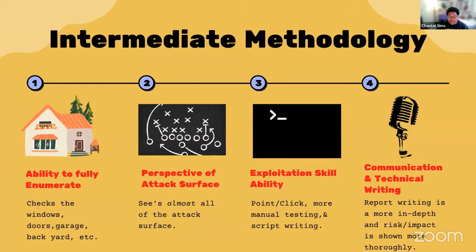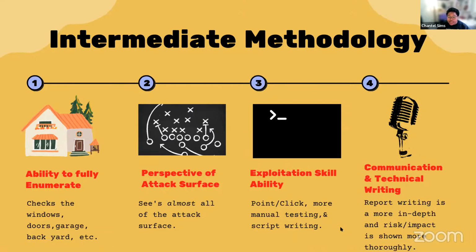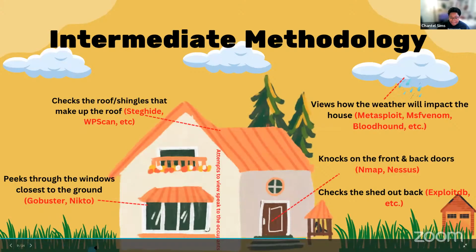And it does get more challenging that way. You also start to write more scripts to automate some of your processes more. When it comes to your communication and technical writing ability, typically this is when you start to get a little bit more in depth, with the risk and impact shown more thoroughly. So let's look at the visual for intermediate methodology.